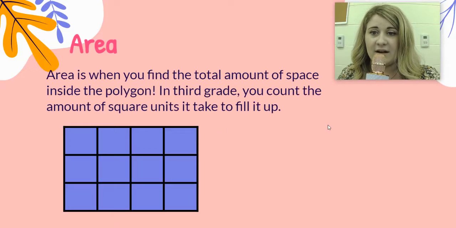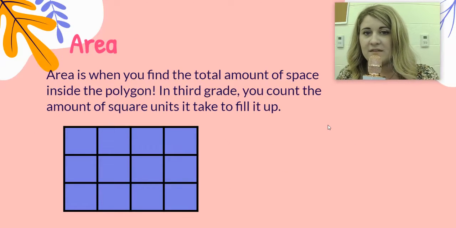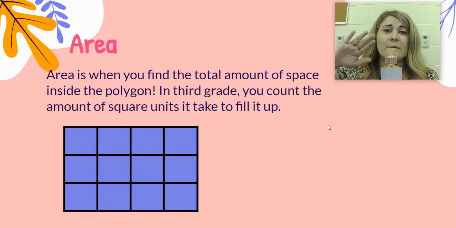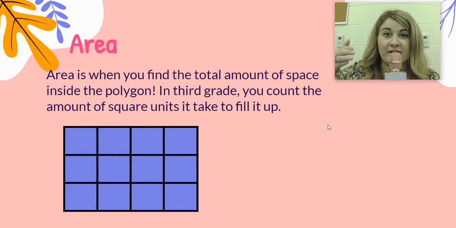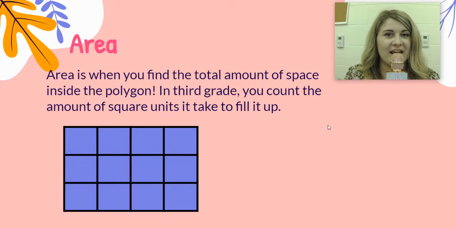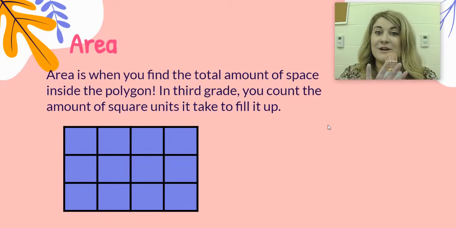Now, let's talk about area. Area is when you find the total amount of space inside the polygon. So we were using the example of a fence. So perimeter is the fence, measuring how long the fence is. The area is the space inside the fence. Okay, it's the field inside of it, and it's measuring all of that space.